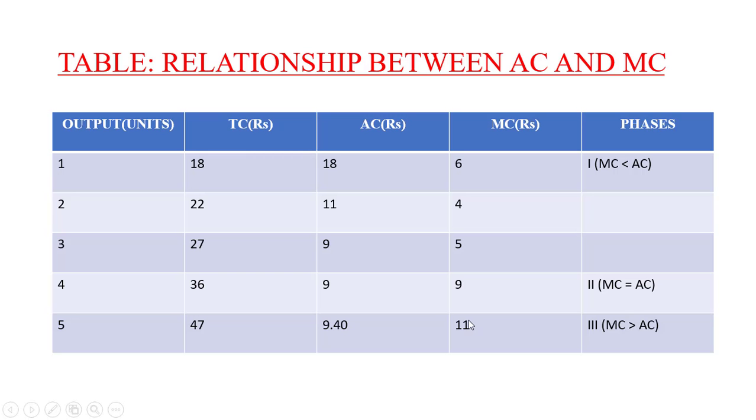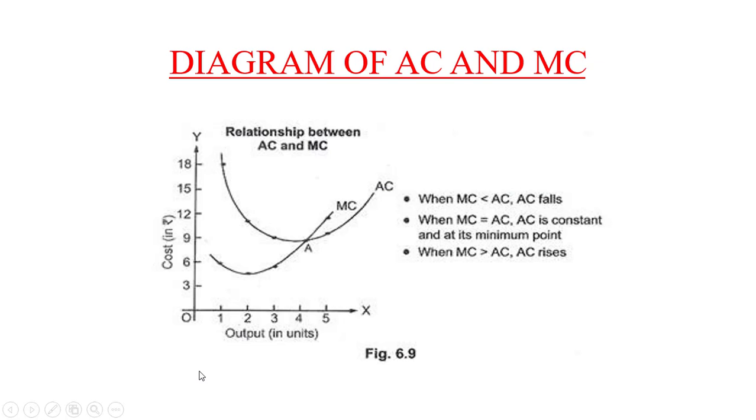As you can see here, 11 and 9.40. The difference is almost about 2, right? So MC is growing faster than the AC in the third stage. So hope this one is clear.